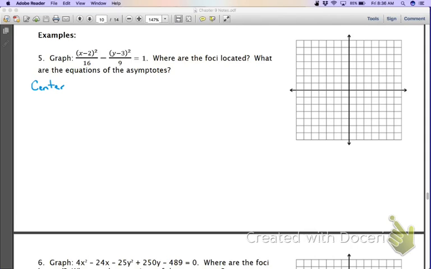So we have the center. We have our two vertices. We have our foci. Now we need to have our asymptotes.